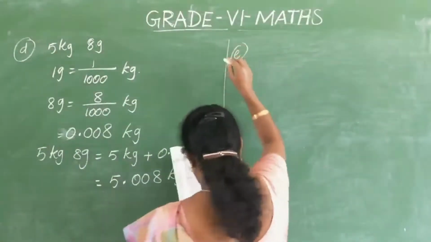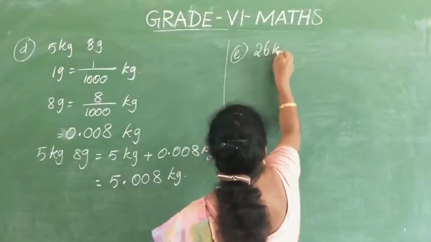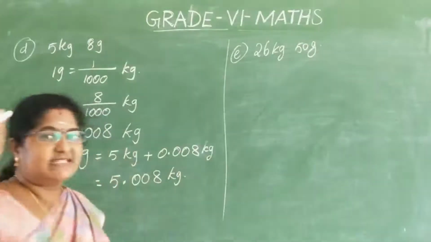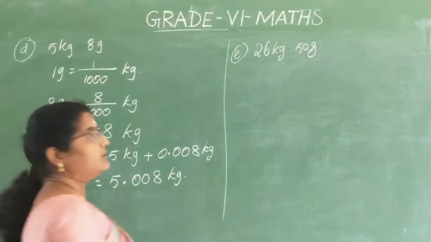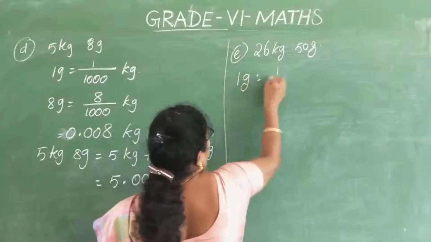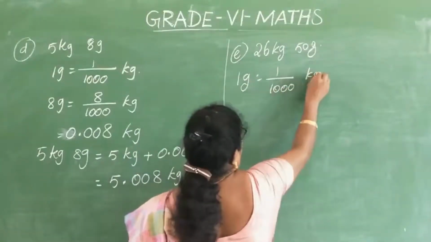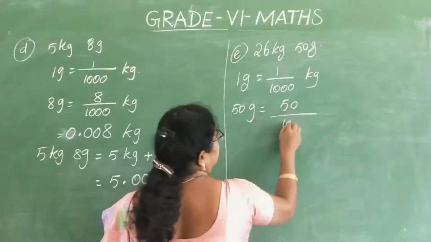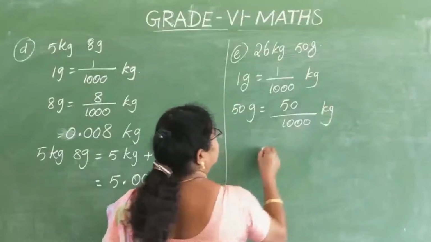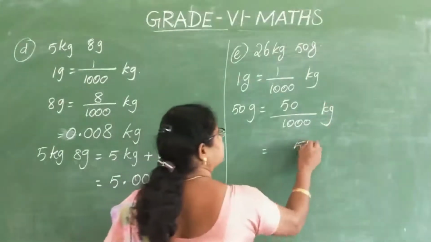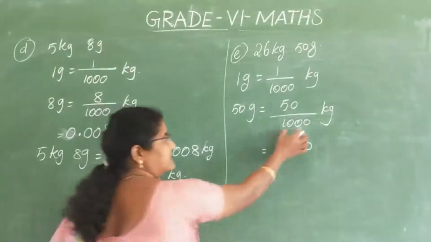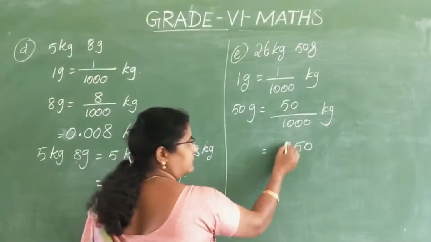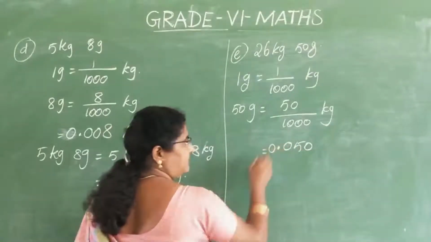Next question E. That is 26 kilogram and 50 gram. Same way. Kilogram we keep as such. Gram we convert into kilogram. So 1 gram equal to 1 by 1000 kilogram. So 50 grams equal to 50 by 1000 kilogram. Write this in a decimal form. Write 50, numerator as such, 3 digits, 3 zeros, we keep points before 3 digits. 1, 2, 3. Point. Whole number part 0.